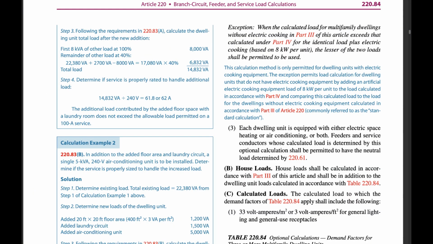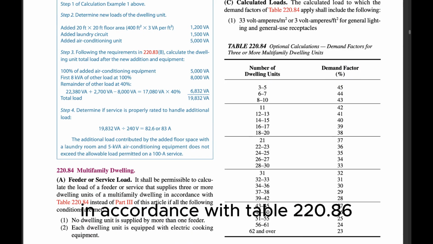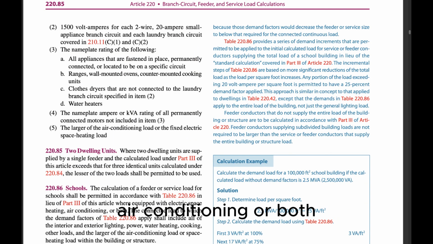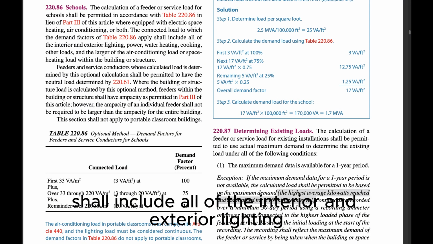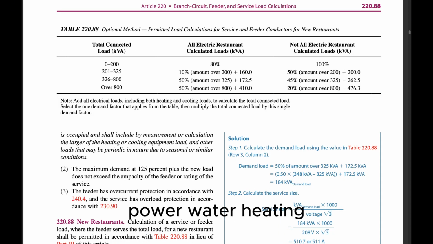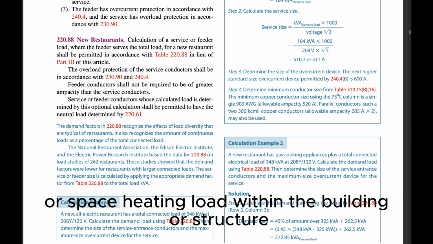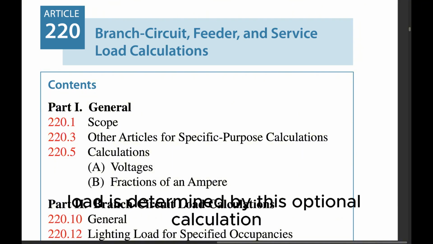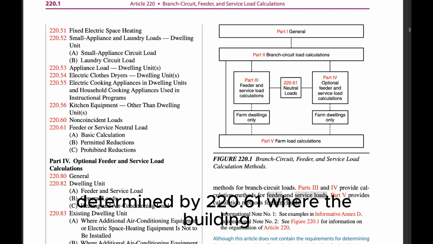220.86 Schools. The calculation of a feeder or service load for schools shall be permitted in accordance with Table 220.86 in lieu of Part 3 of this article where equipped with electric space heating, air conditioning, or both. The connected load to which the demand factors of Table 220.86 apply shall include all of the interior and exterior lighting, power, water heating, cooking, other loads, and the larger of the air conditioning load or space heating load within the building or structure. Feeders and service conductors whose calculated load is determined by this optional calculation shall be permitted to have the neutral load determined by 220.61.